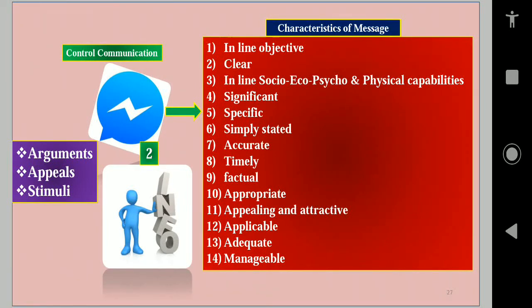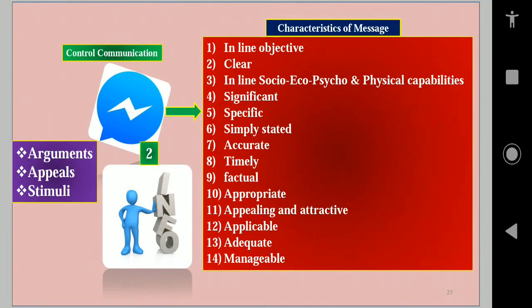Then supported by factual material, covering both sides of the argument. And also the message should be appropriate to the channel selected. Then it should be appealing and attractive to the audience, having utility and immediate use. Then it should be applicable: one can apply a recommendation to one's own particular situation.